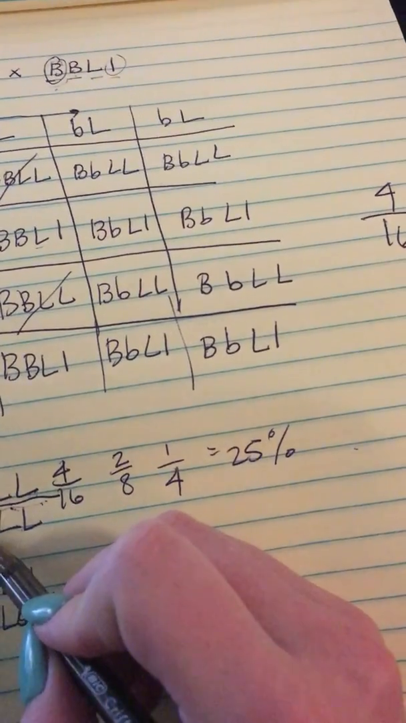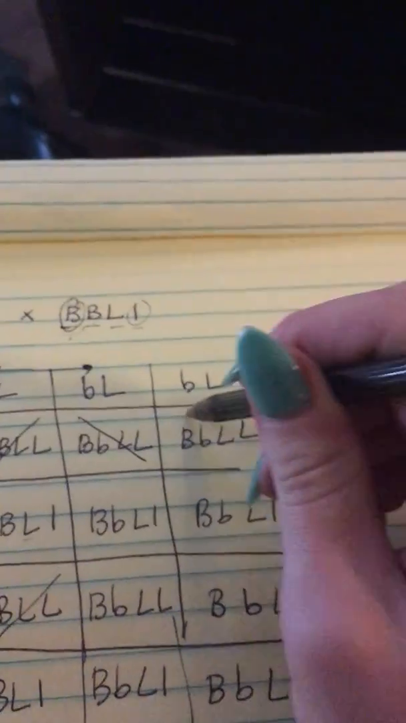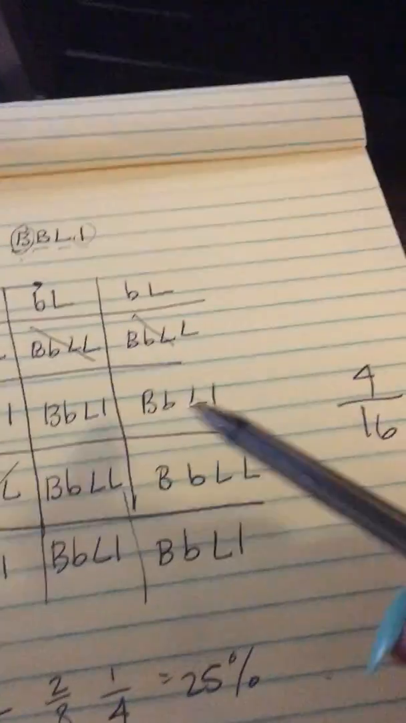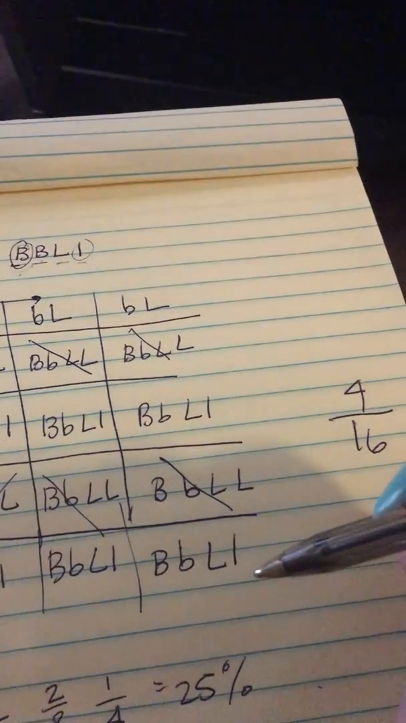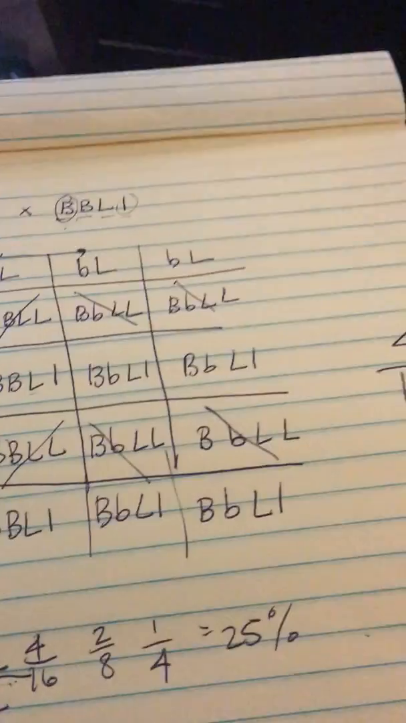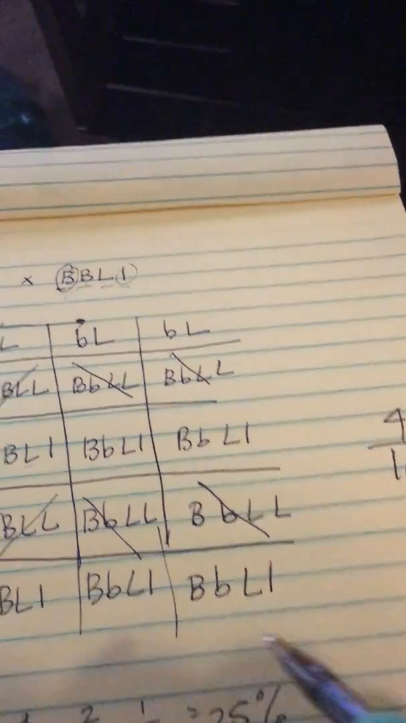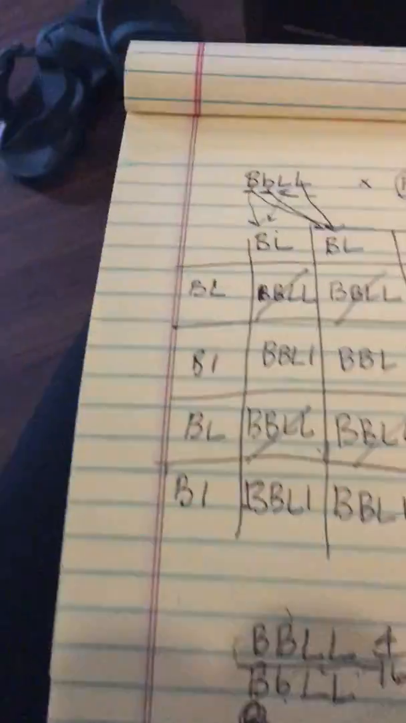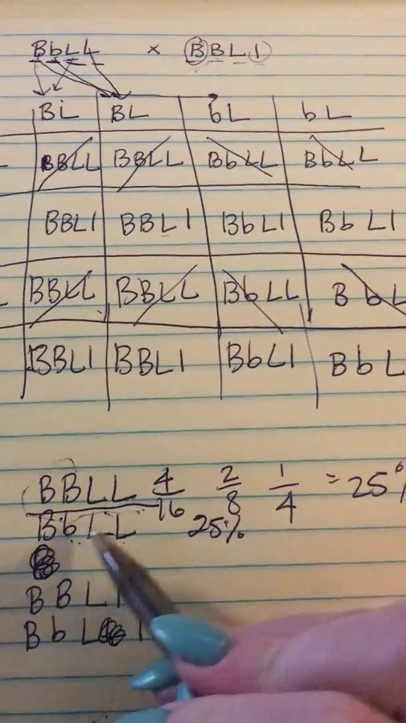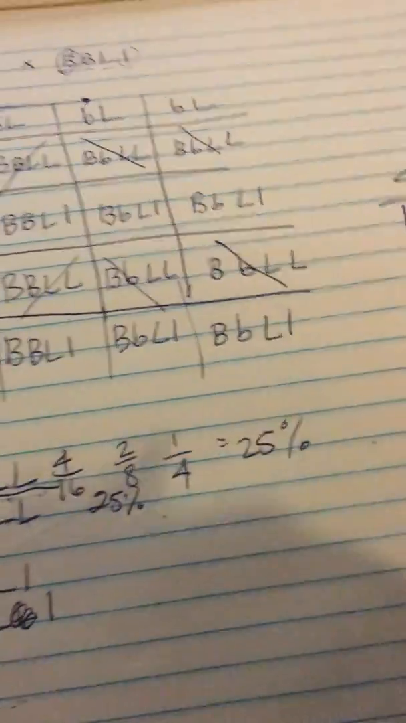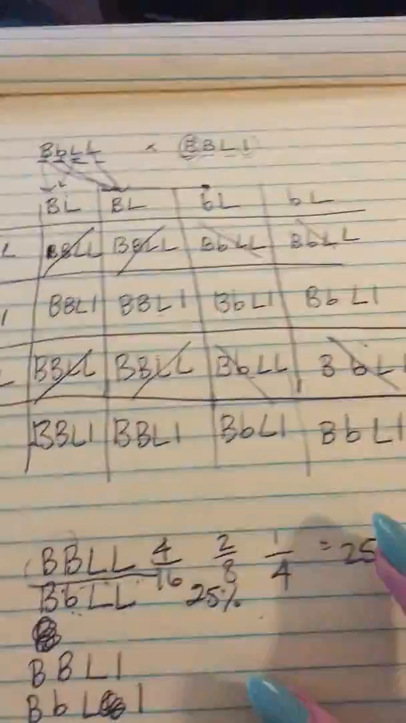Now we're looking for big B, little b, big L, big L. So we have 1, 2, 3, 4. Just checking to make sure that's right. Yep, we have 4 again, which means that there are 25% of big B, little b, big L, big L, right? So that's accounting for 50%. 1, 2, 3, 4, 5, 6, 7, 8, right? 8 boxes have been crossed out.